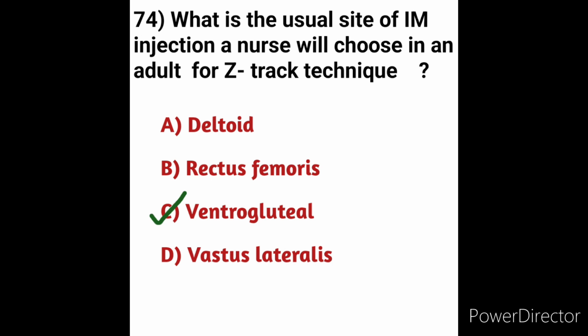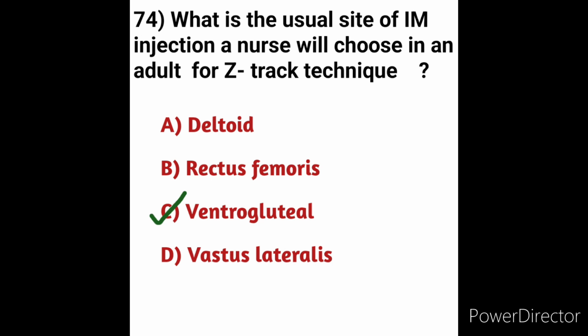In the Z-track technique, insert the needle at a 90 degree angle, slowly depress the plunger, inject the medication and release the skin slowly. We can see the Z-track technique and the area of the ventrogluteal.